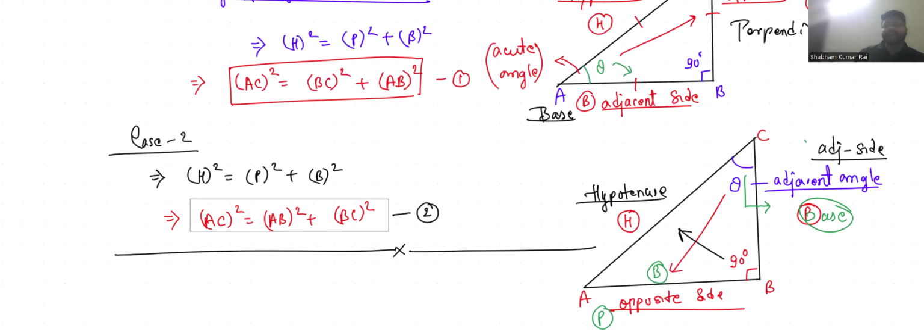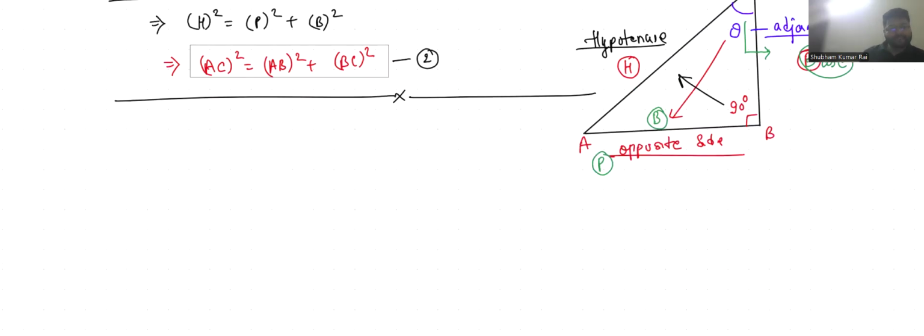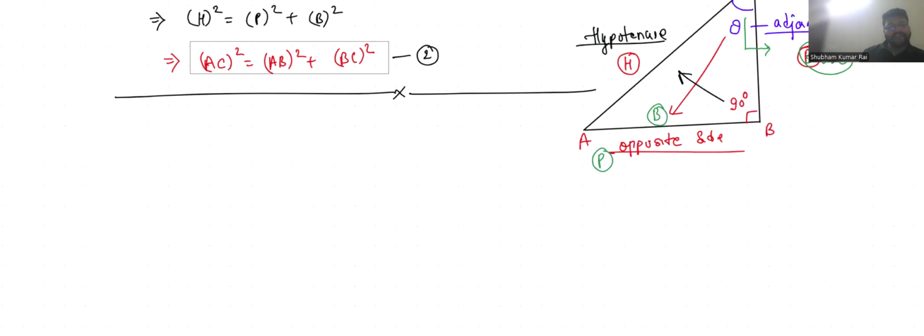Now, what are trigonometric ratios? Basically we have 6 trigonometric ratios. Now, what are they? The first one that we have is sine.